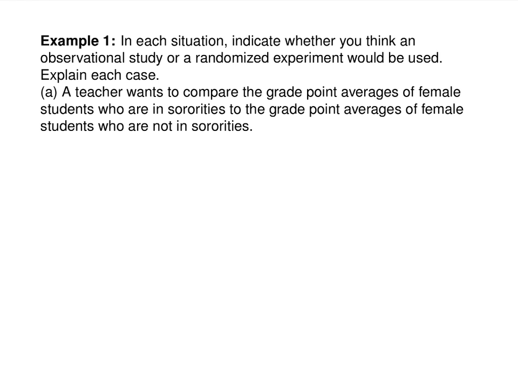Okay, so in each situation, indicate whether you think an observational study or randomized experiment would be used and explain each case. A teacher wants to compare the GPAs of female students who are in sororities to the GPA averages of females who are not in sororities. So the question to ask yourself is, are these people assigned to groups randomly, or do they assign themselves and you just watch and see what happens? You watch and see what happens, right? So this is observational.